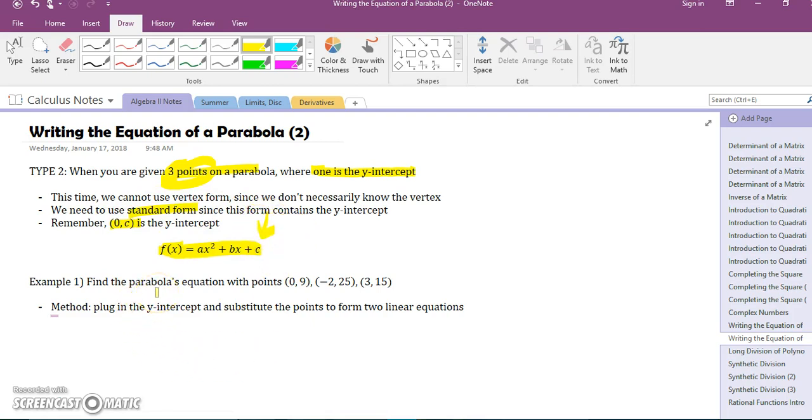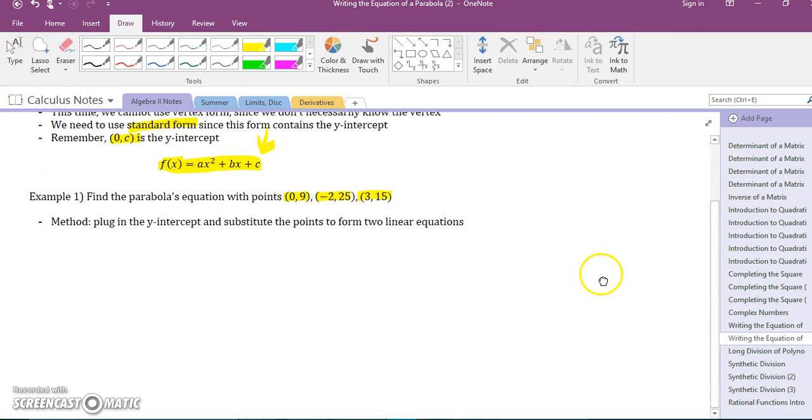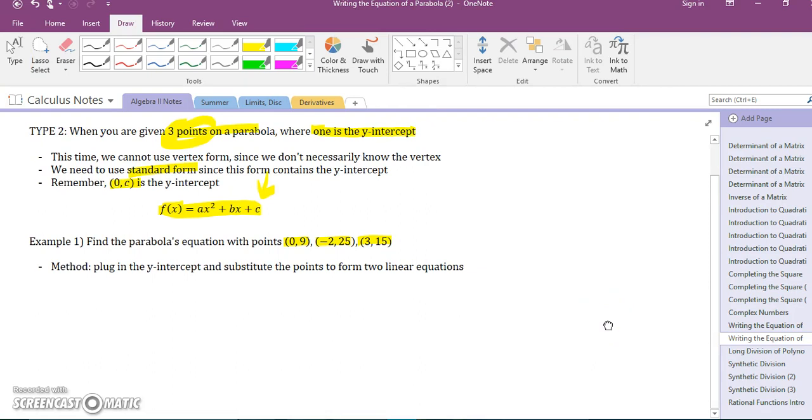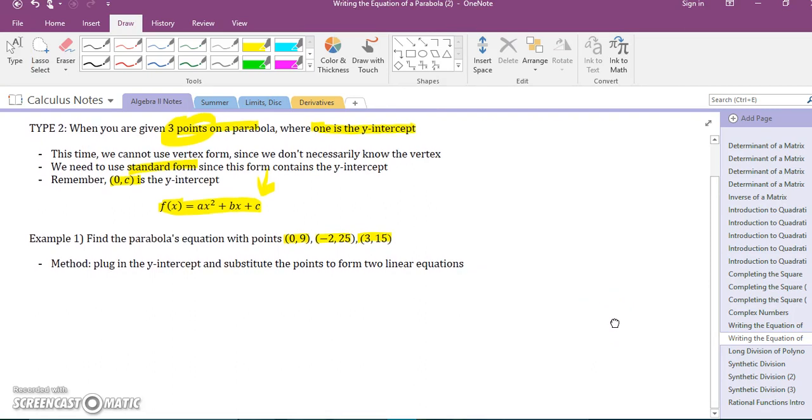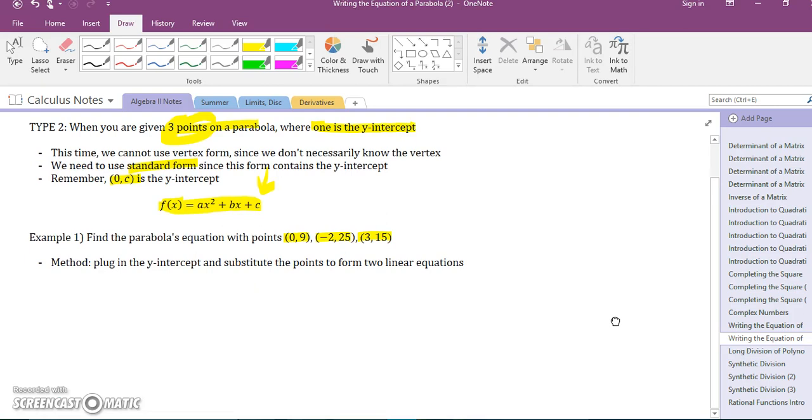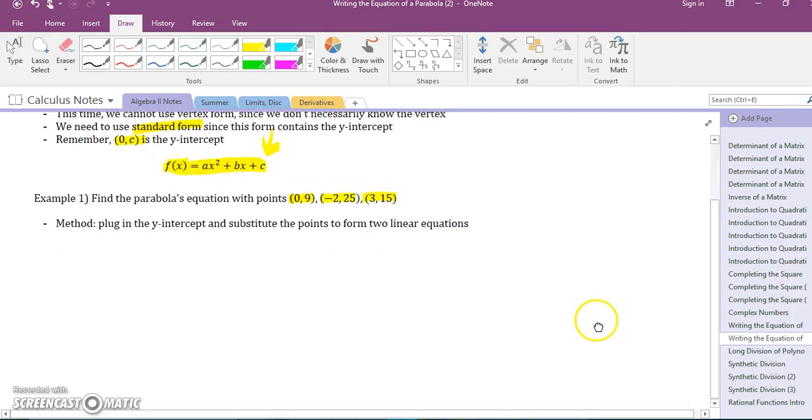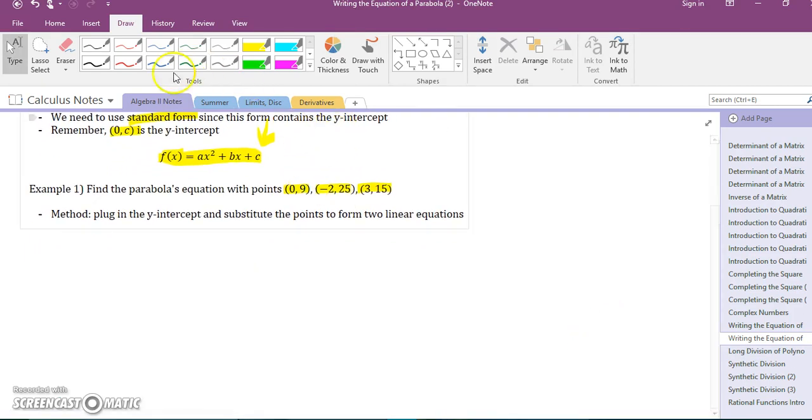So I'll do one with you here, and then I'll have you try one. We're going to do one with the parabola points (0, 9), (-2, 25), and (3, 15). So our general method is we're going to take the y-intercept, pause the video to make sure you have this written down because I'm going to scroll up. Again, the general method is we're going to plug in our y-intercept for our c value, and we're going to take each of these points and make a linear equation. And once we have 2 linear equations, then you'll see what we can do with that.